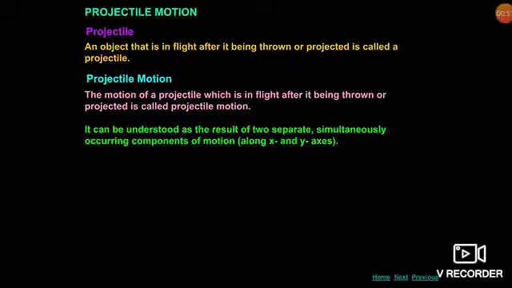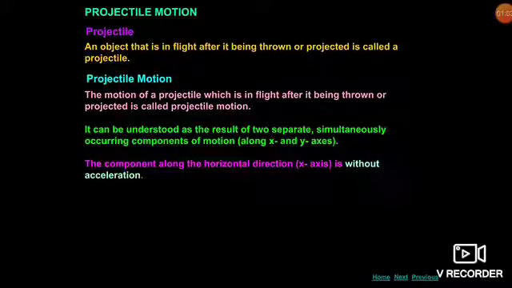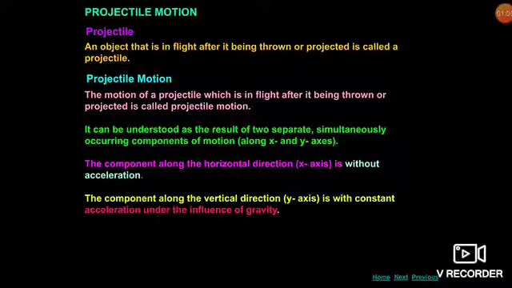Suppose you throw something from the top of a tower, it's also projectile motion. You kick a football, it is also projectile motion. The component along the horizontal direction, the x-axis, is without acceleration. The component along the vertical direction, the y-axis, is with a constant acceleration under the influence of gravity.